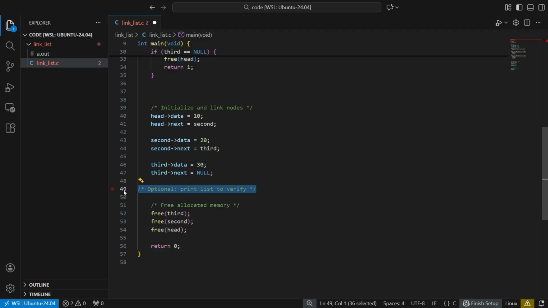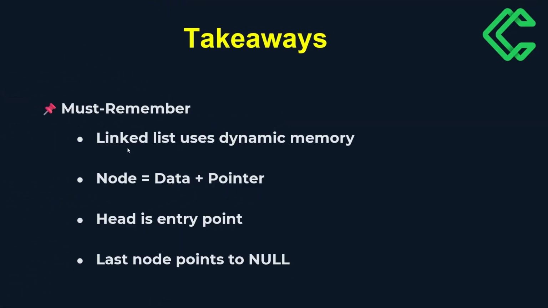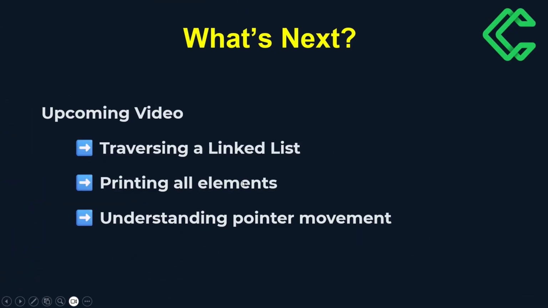In the next video, we'll see how to traverse a linked list and print all its content. Once the linked list is used, we need to free up all the allocated space using the free system call. Must remember, a linked list uses dynamic memory. A node contains data and a pointer, which is a self-referential pointer. Head is the entry point of the linked list and the last node should point to null. In the next video, we'll see how to traverse a linked list, print all its elements and understand the pointer movement.